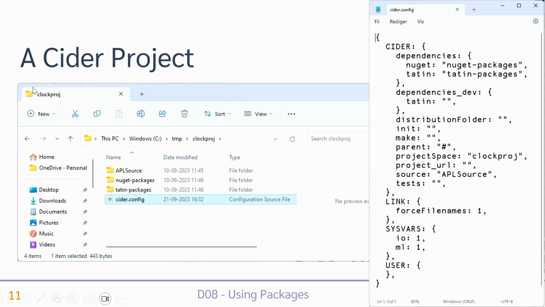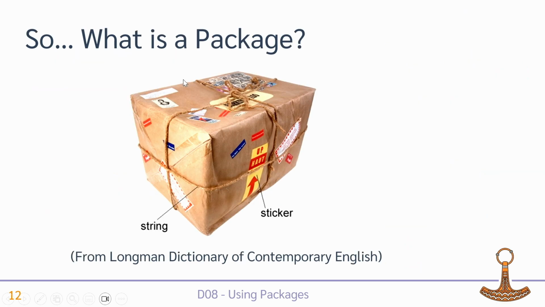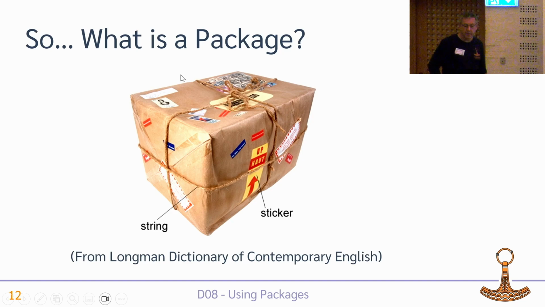And once you've got your project up and running, you'll have a folder that looks like this. APL source contains your code, and then the packages of various types and the configuration file. And that's really quite simple. But this talk is mostly about packages. So what is a package?